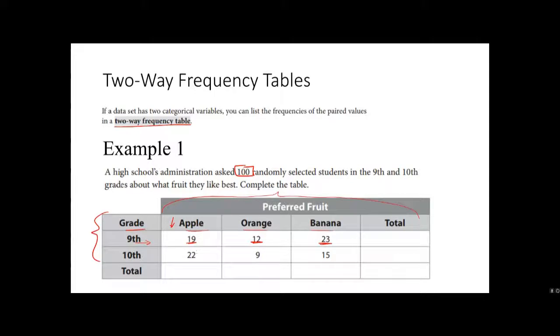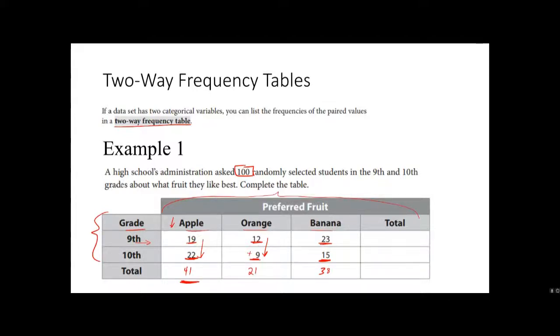So if we look at the counts here, how many people total like apples? So we're going to add down. We got 41 kids total liking apples, and we have 21 kids preferring oranges. Okay, and again, I'm just adding up the counts for both ninth and 10th. Let's add up the bananas. So we got 38 kids wanting bananas. It looks like apples have won, right? More kids are voting for apples here.